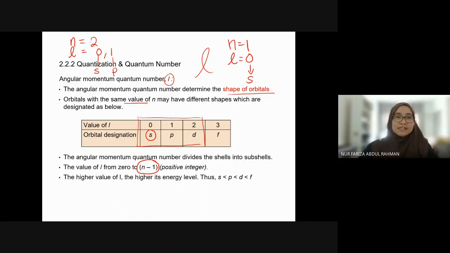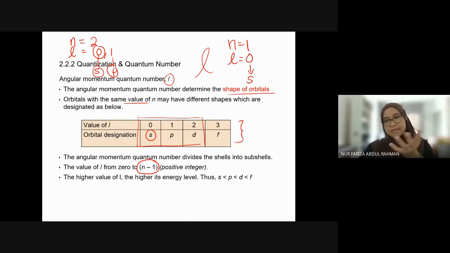Okay, if n is equal to 2 just now, we have two types of orbitals. So we have S orbital and P orbital. So how do you know? Based on this number. So that's why you should know the letter designation and also the value of the orbital itself.